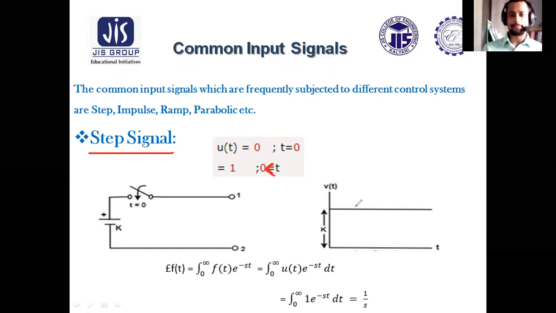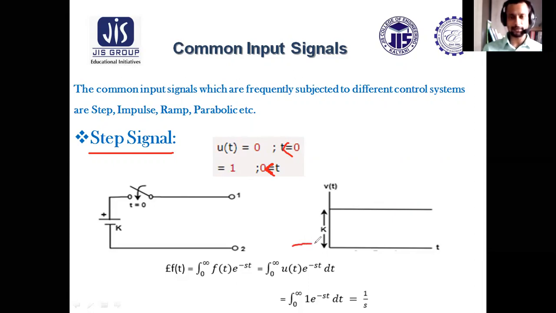Now this is known as unit step. If it is a step signal of k unit, then this magnitude would be k instead of 1. So unit step function could be described by u(t) equals 0 for t less than or equal to 0. We could write this way: t less than or equal to 0.